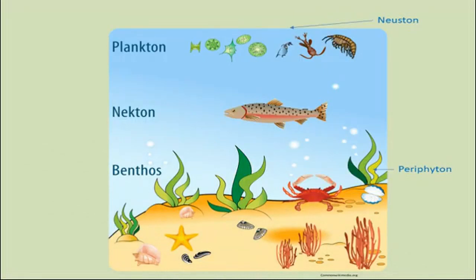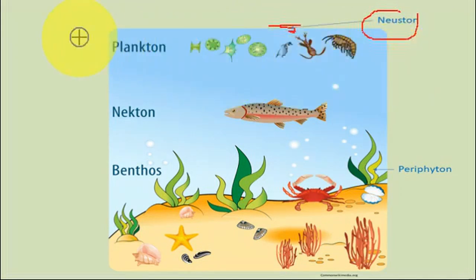Here in this picture, you can see the different types of organisms in the freshwater and their different positions, or you can say zones where you find them available. The first one is Nekton. As I told you, they live on the surface of the water or just below the surface.